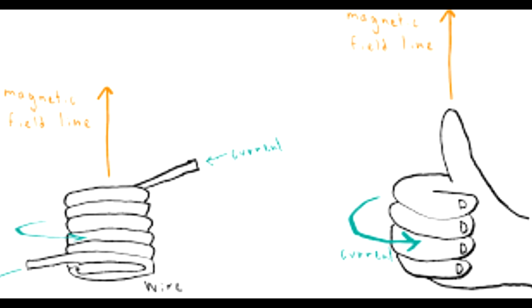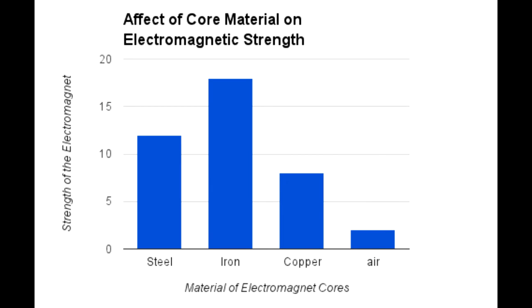The direction of your finger shows the direction of the magnetic force. Another thing you must know is the strength of the electromagnet. There are a few things that affect the strength of an electromagnet: the number of coils in the wire, the voltage, the size of the core, and the metal used in the core.